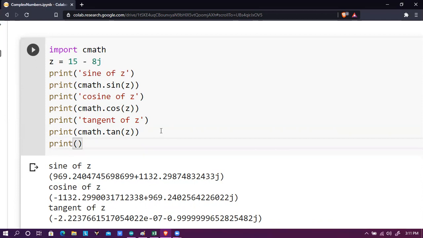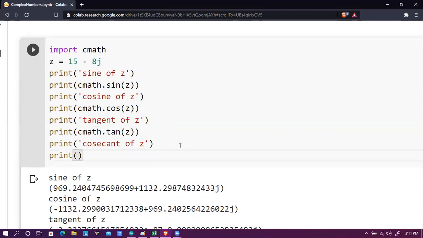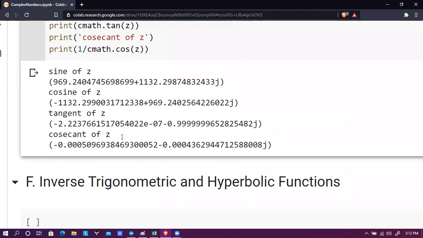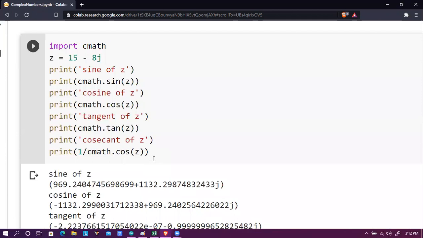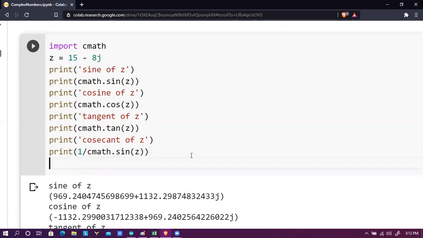Let's try some more. This time, we will be using the reciprocal functions. Let's say I want to print the cosecant of Z. So the cosecant of Z is just equivalent to 1 over sine of Z. By the way, cosecant is 1 over sine, but secant is 1 over cosine.